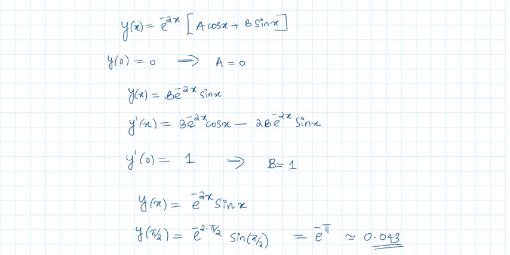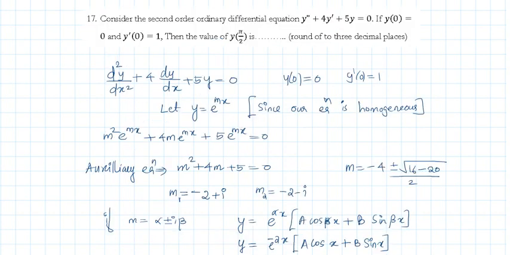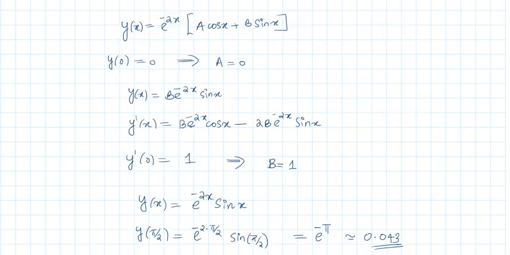The question asks to find the answer to 3 decimal places. So here the answer is 0.043. And in the answer key, it is given that marks can be given to any answer lying between 0.041 and 0.045. Okay, so this is the correct answer.